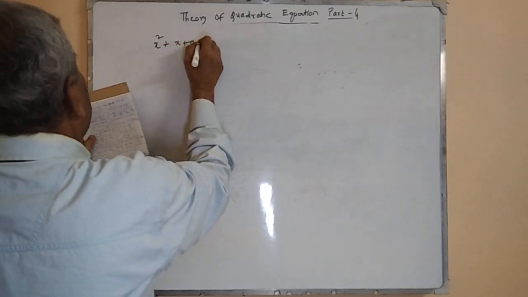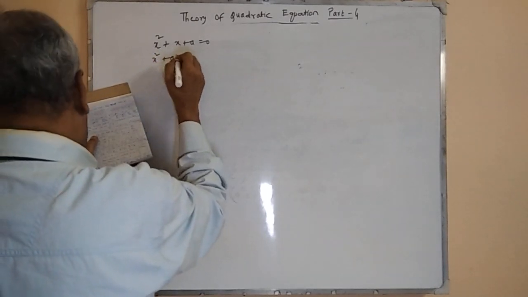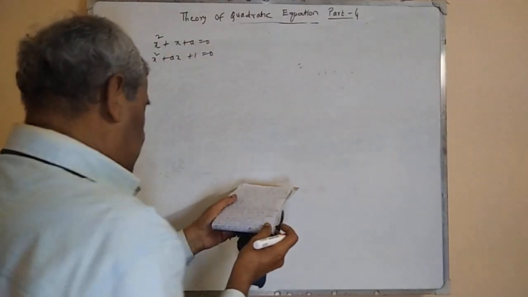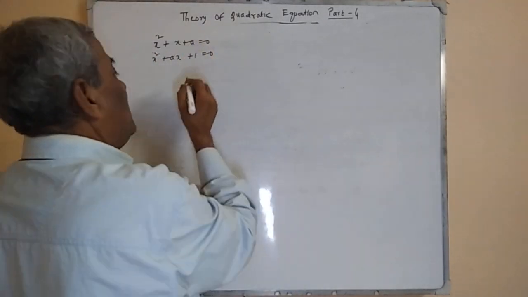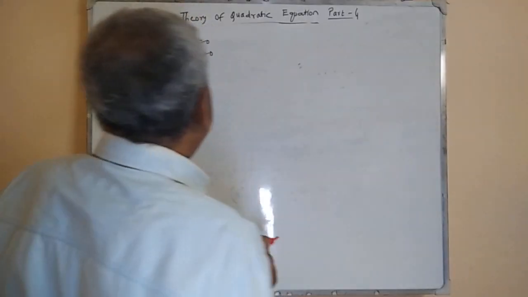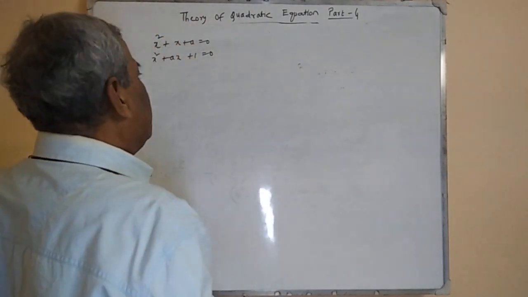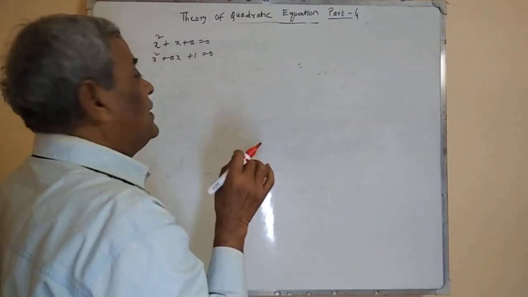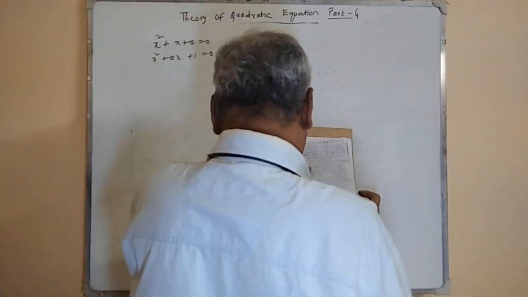x plus a is equal to 0 and x square plus ax plus 1 is equal to 0 have a common root, then the number of values of a. It is given that these two equations have a common root, and in that case we have to find the number of values of a.